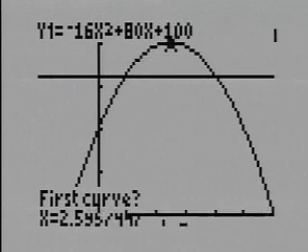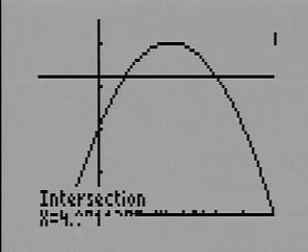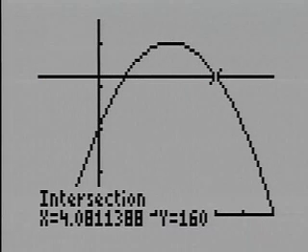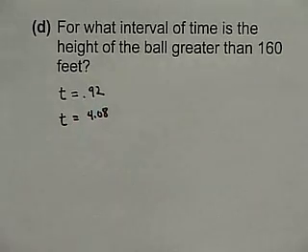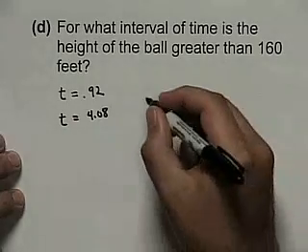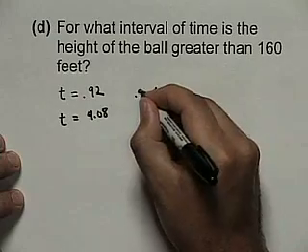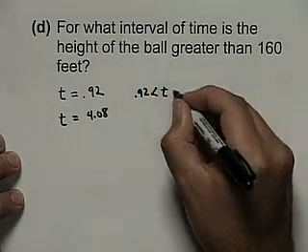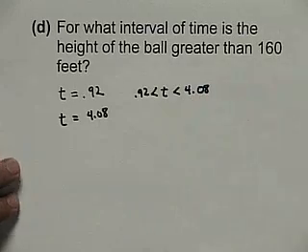Moving the cursor over to the appropriate intersection point, we find that our x value here is 4.08. So again, that's a time value, so I write t equals 4.08. So what that means, when we're asked for what interval of time is the height of the ball greater than 160 feet, we know that it's between the two points we found. So anytime t is greater than 0.92, we move above 160 feet, and it stays above 160 until the time reaches 4.08.